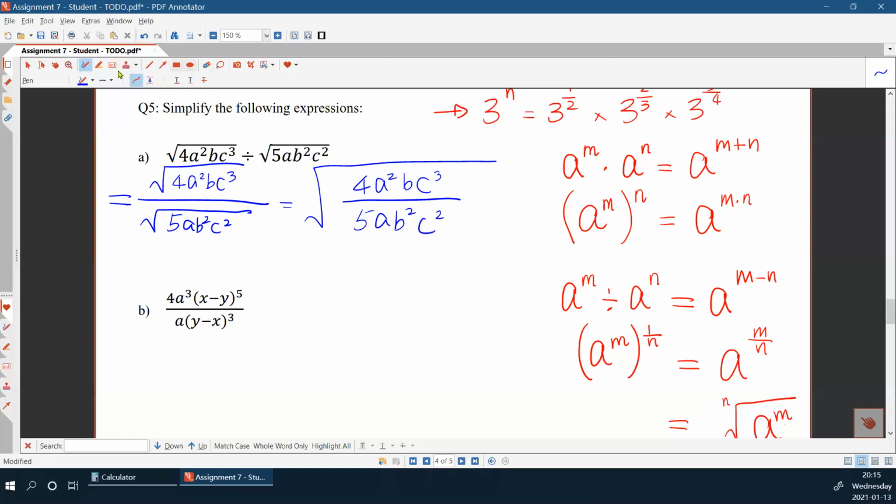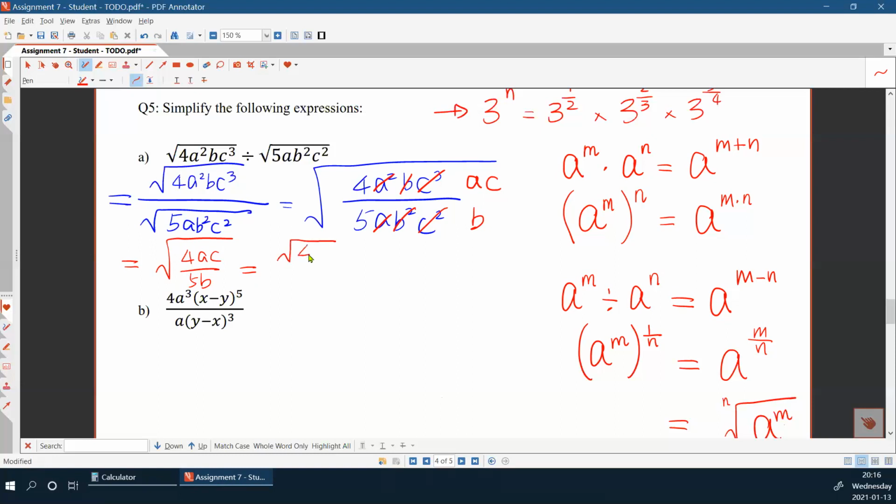Okay, and then you can try to cancel something. Cancel an A here leaves us an A. Cancel a B here leaves us a B in the denominator. Cancel a C here leaves us a C in the numerator, right? So the result is 4AC over 5B, which normally we don't leave any radical signs in the denominator.